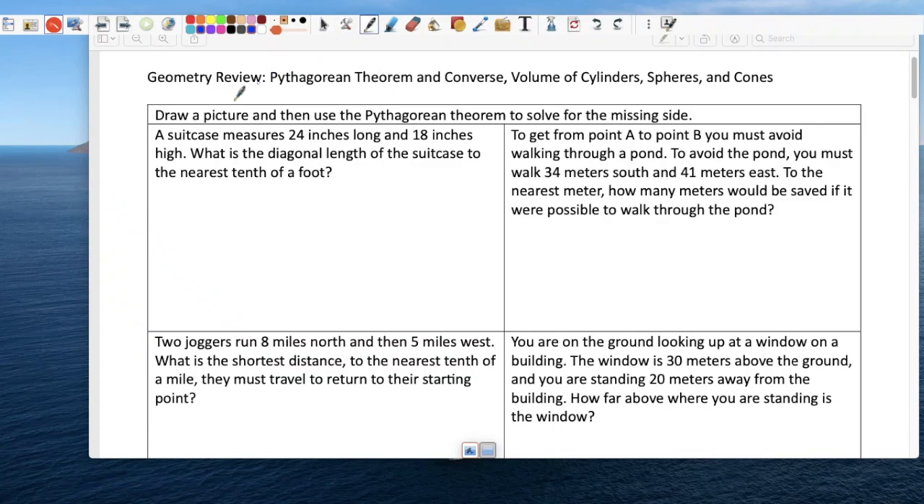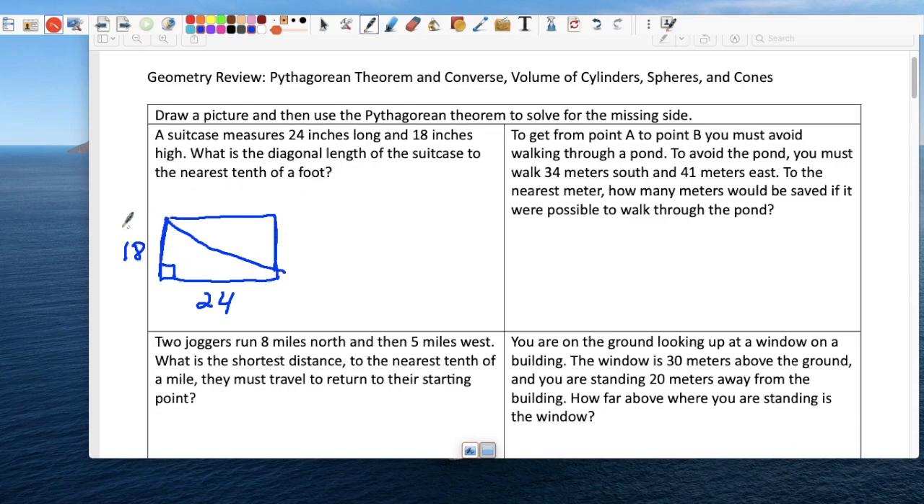And so it says draw, so I want you to actually take the extra 5 seconds to draw. So here's a suitcase, right? When you're on a trip, you take a suitcase, and they're telling you that the length measures 24, the width measures 18, and they're asking you for the diagonal. Well, it's a right angle triangle, right? Most suitcases are rectangular.